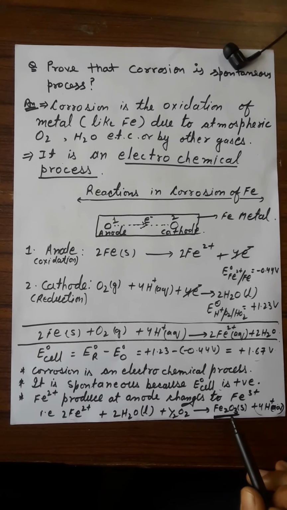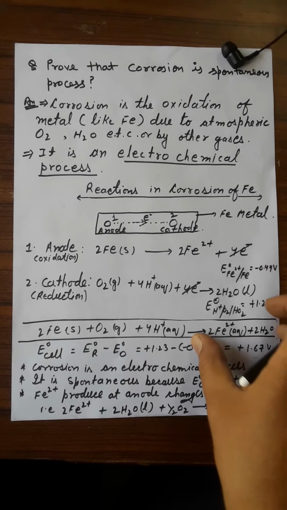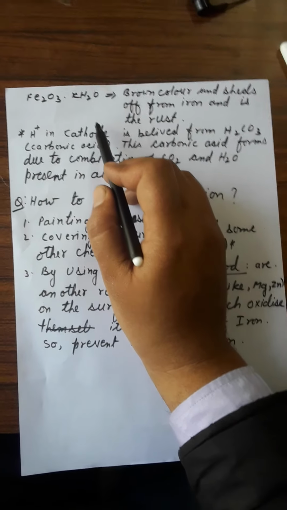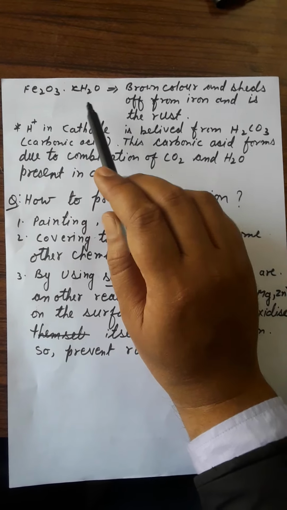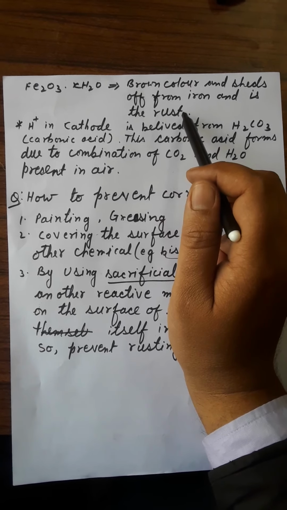This is Fe2O3, with iron in the plus 3 oxidation state, dot xH2O. This thing is of brown color and it will shed from the iron.